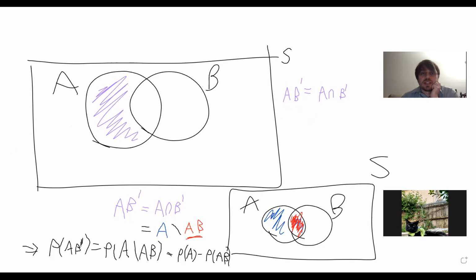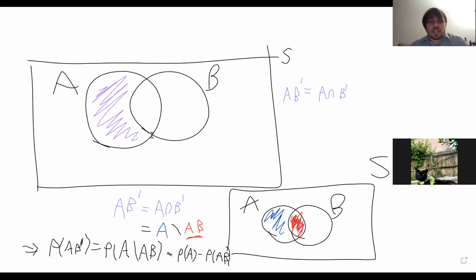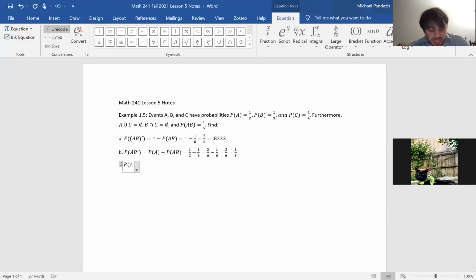So let's move on. The next one is the probability of A, B, wait, I already did that. C is the probability of A union B prime. So the probability of A union B prime is equal to 1 minus the probability of A union B. And so that's equal to 1 minus, well, what the probability of A union B is. By our last theorem, that's the probability of A plus the probability of B minus the probability of AB.